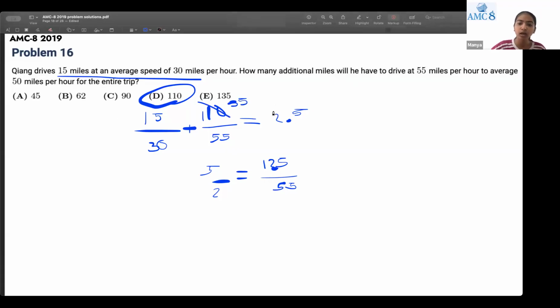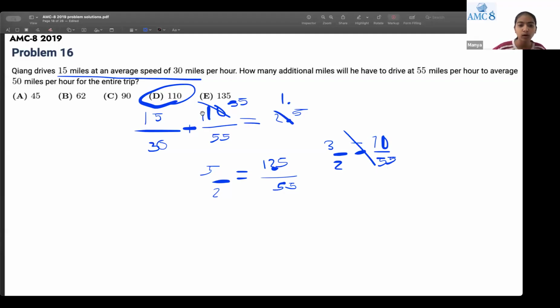So that will be equal to 1.5 instead of 2.5. And then 1.5, so 3 by 2 is equal to 55 plus 15, which is equal to 70. So 70 by 55. Is 3 by 2 equal to 70 over 55? No, it's not equal to 70 over 55, and so this cannot be our answer.